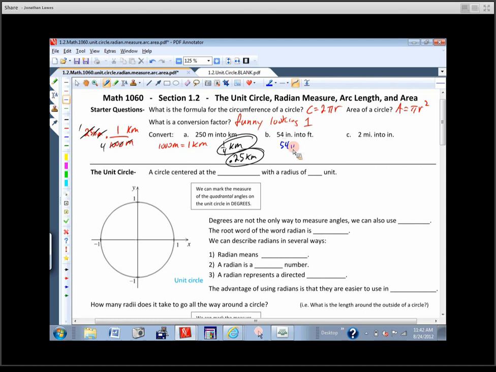So if I want to change 54 inches into feet, here's what I've got. I've got 54 inches. I don't want it in inches anymore. I want it in feet. So the feet are going to stick around. I'll keep that on the top. If I want to cancel off inches, that's got to go on the bottom. Now, how do I make this a 1? Okay, 1 foot on the top is 12 inches. So I can cancel the inches, and then let's see what goes into 54 and 12 evenly.